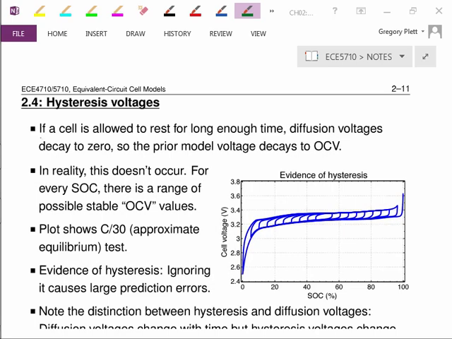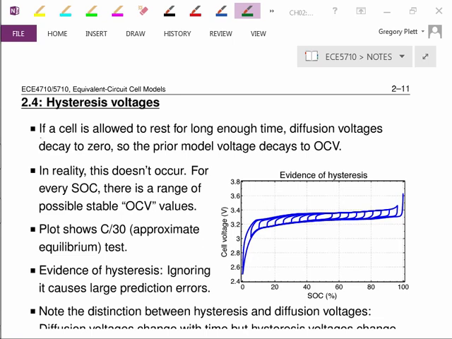In the model that we have developed so far, based on circuit elements, we now can describe quite a bit about how a battery cell works. We have an open circuit voltage that is a function of state of charge. We have an equivalent series resistance, and we have a model of diffusion voltages that uses resistor and capacitor components connected in parallel. This models probably the majority of the dynamics that we see in a lithium-ion battery cell.